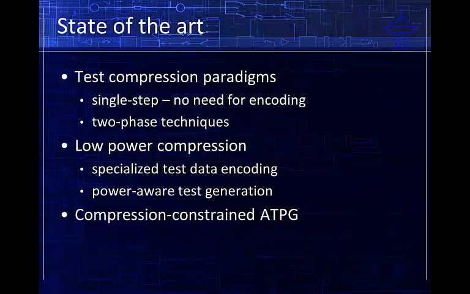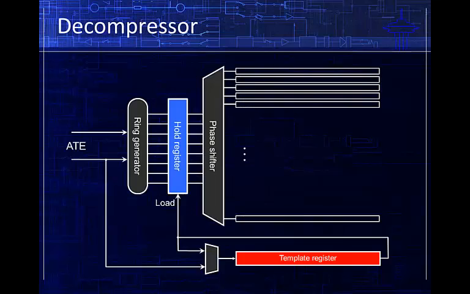So the next logical step was to explore how a high encoding decompressor such as EDT could work with ATPG that has some knowledge of the decompressor and generates easy to encode patterns. This diagram shows an architecture of a low power decompressor. It has a ring generator that receives data from a tester and a template register that controls the cycles when the hold register captures values from the ring generator. The hold register drives scan chains of the design under test through a phase shifter.